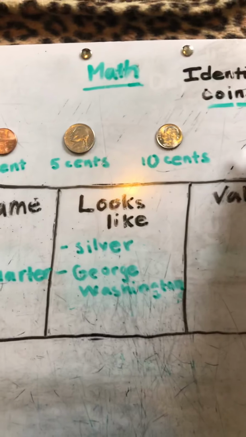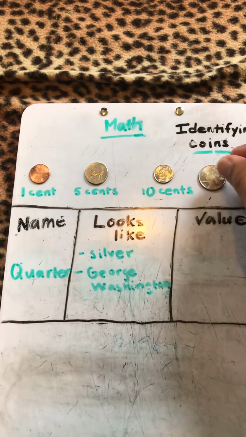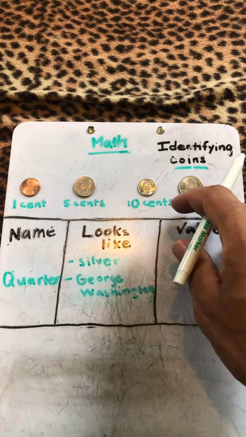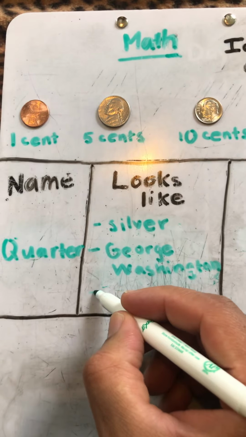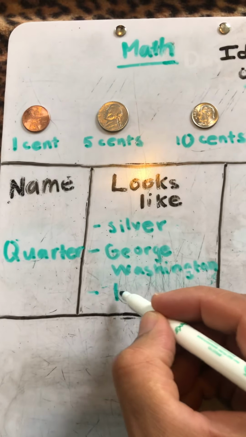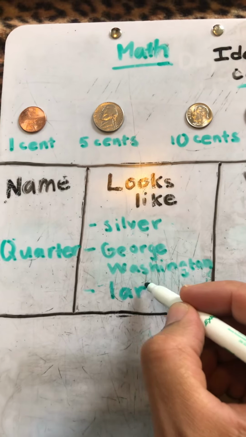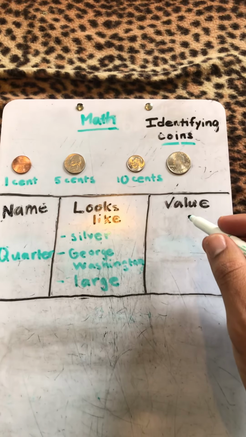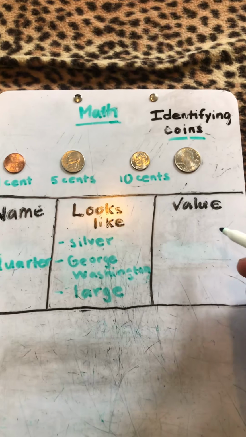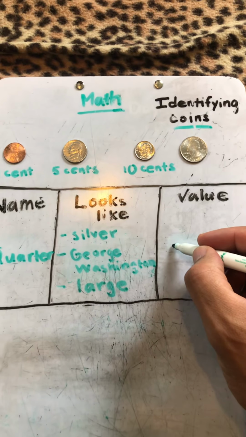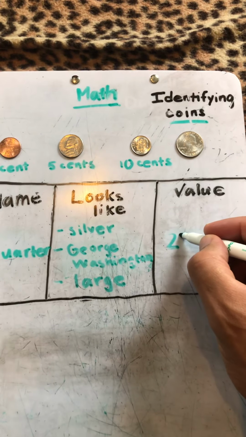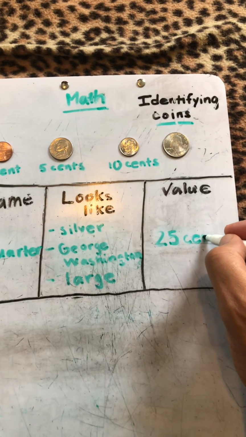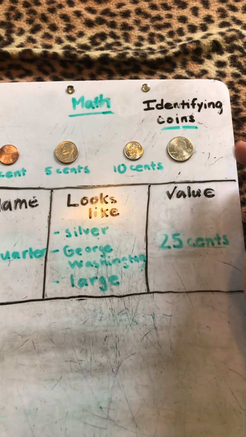You can kind of see here how it compares in size. Right? Of these four coins, our quarter is going to be the largest. So we'll call it a large coin. And when I describe the value of my quarter, the value of a quarter is going to be 25 cents. That's right.